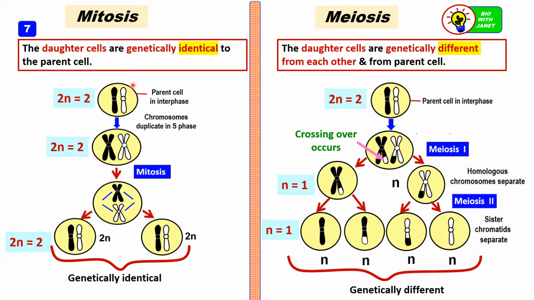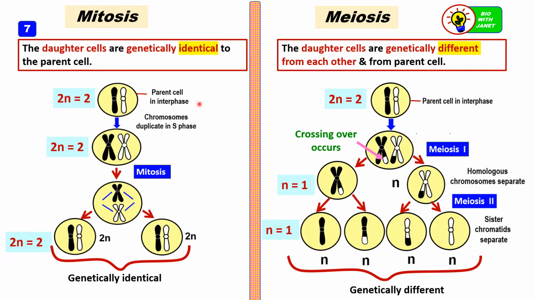Difference number 7. For mitosis, the daughter cells formed are genetically identical to the parent cell. But in meiosis, the daughter cells are genetically different from each other and from the parent cell. Okay, so how is that so? Let's start with mitosis. Why are the daughter cells genetically identical to the parent cell?